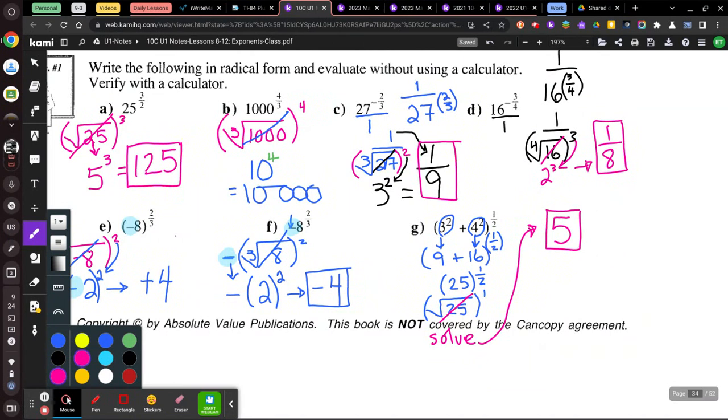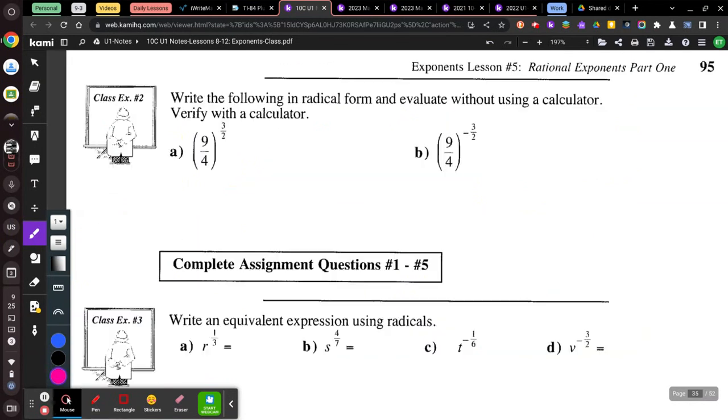All right, once you've got that written down, we're going to go to the top of the next page. Folks, we've got lots of time.